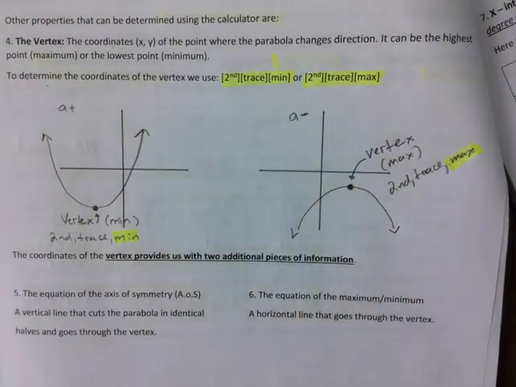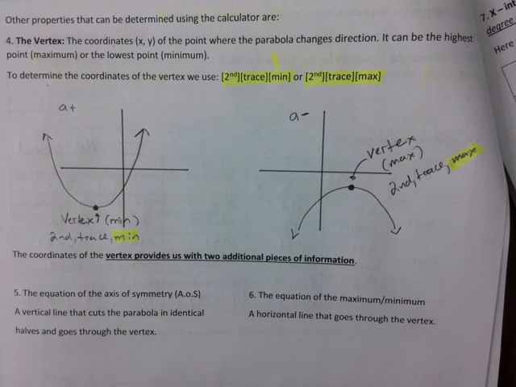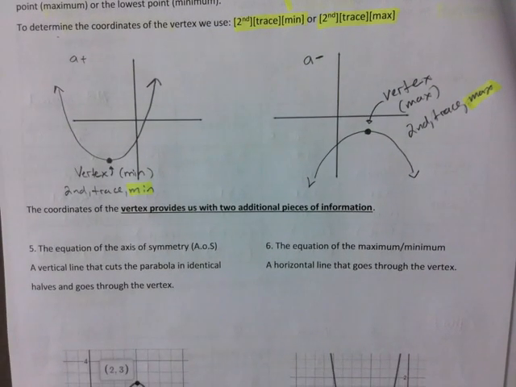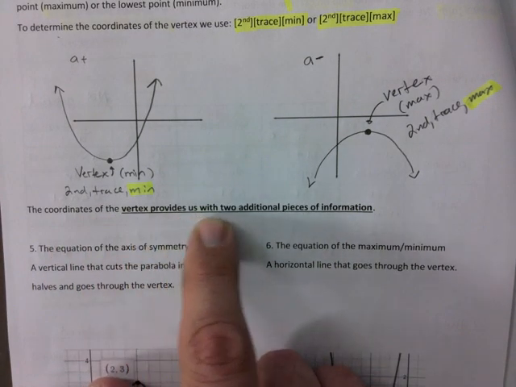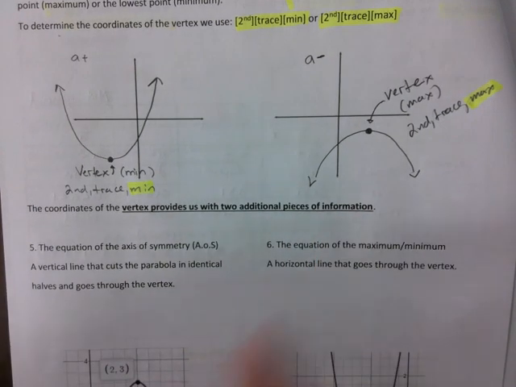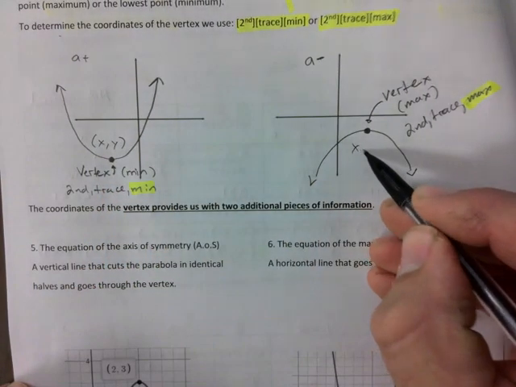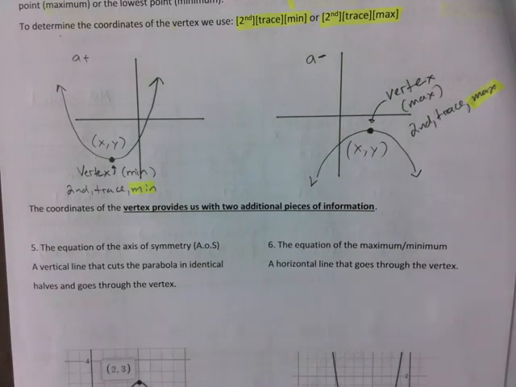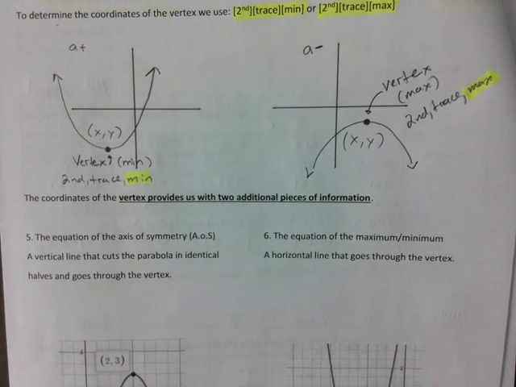So basically you need to know what needs to happen just by looking at your curve, or maybe looking at A. Either way, you should be able to predict which one needs to be used. The coordinates of the vertex provide us with 2 additional pieces of information. It will have a coordinate x, y. It's a point, not an equation.